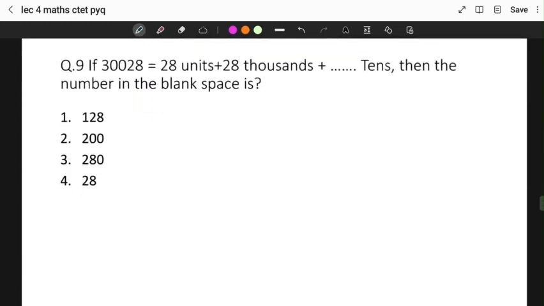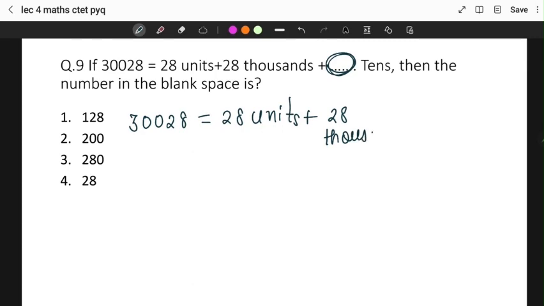If 30028 is equal to 28 units, 28,000 plus dash tens, you have to find this value, then the number in the blank space is what? Okay, question is 30,028 is equal to 28 units plus 28 thousands plus dash tens. So you have to find out the value at this. Now many students make a mistake over here, and I'll explain what kind of mistake you can make. Before that, let us solve this question.